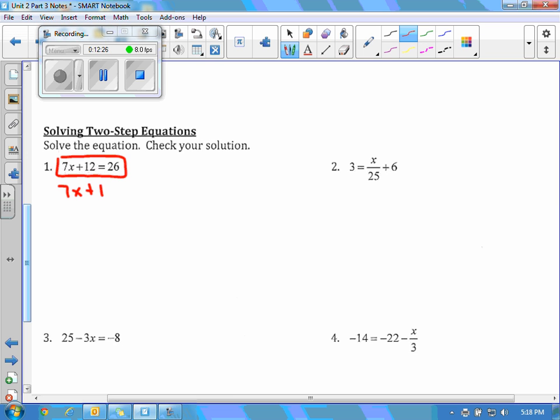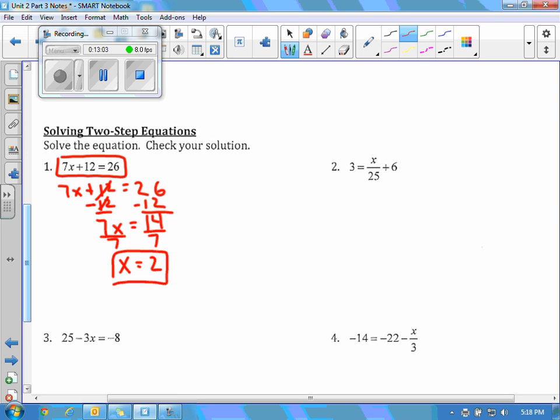So 7x plus 12 equals 26. We want to go to the side with the variable, which is the left side. Remember, I said we're going to add or subtract first. So since I have plus 12, I need to do the opposite operation, which means I'm going to subtract 12 on both sides. So these 12s cancel, and I have 7x. 26 minus 12 is 14. So I subtracted first, now I need to multiply or divide. 7x is 7 times x, so I need to divide to undo that. So I'll get x equals 2 as my answer.